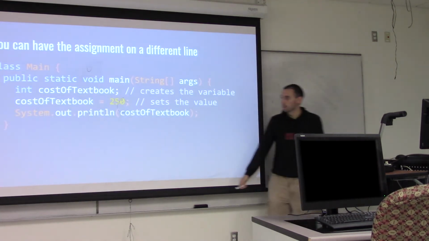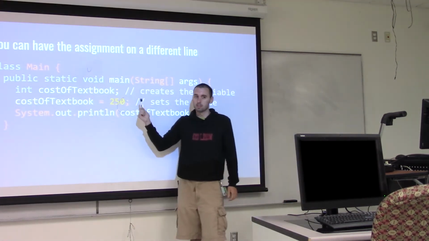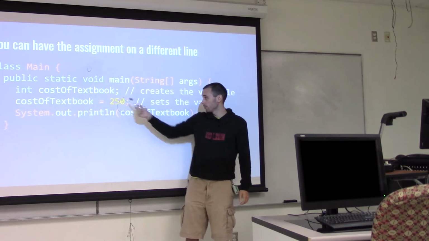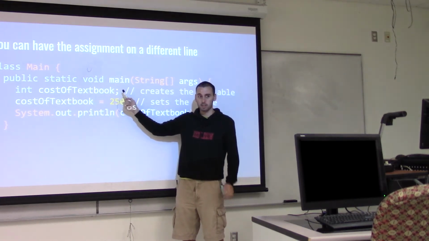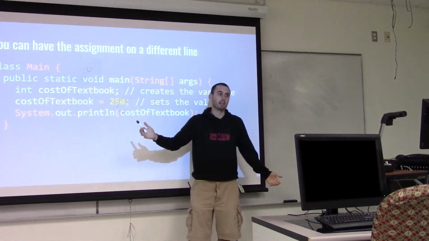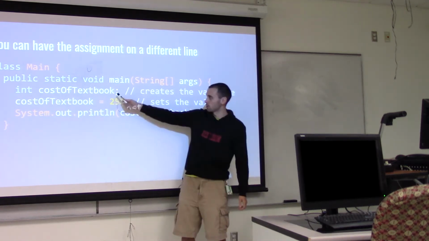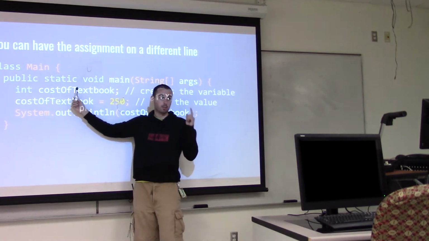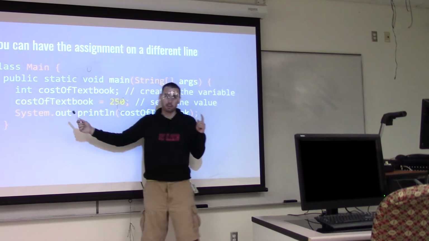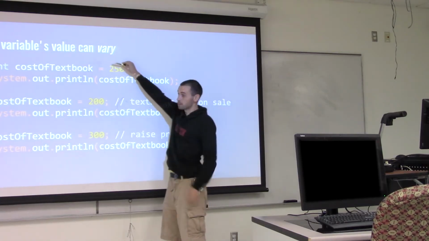You can also create these things on one line and then assign to them later. You're generally going to want to have all three, at least give it an initial value, even if you're setting it to like cost of textbook equals -1 to indicate that it hasn't been set yet. This is called the declaration. You do the declaration one time, and then you can assign to it over and over and over again and keep changing the value.